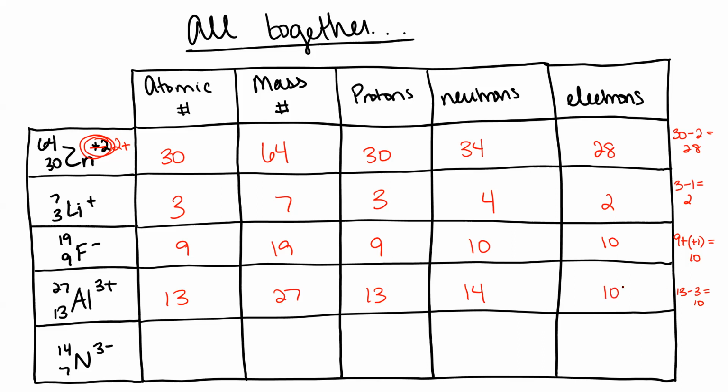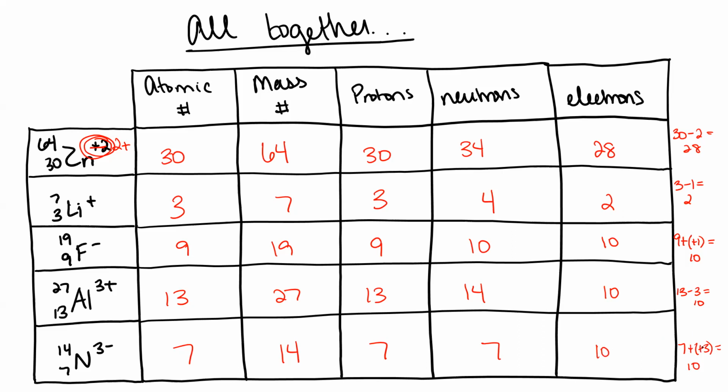And then finally, we have nitrogen 3 minus. So we are given the mass number and the atomic number. So we're going to write a 7 into here and a 14 into here. We have 7 protons because the atomic number is 7. 14 minus 7 is 7 for 7 neutrons. And then we're going to have 7 minus negative 3, which equals 10 electrons because 7 plus a positive 3.